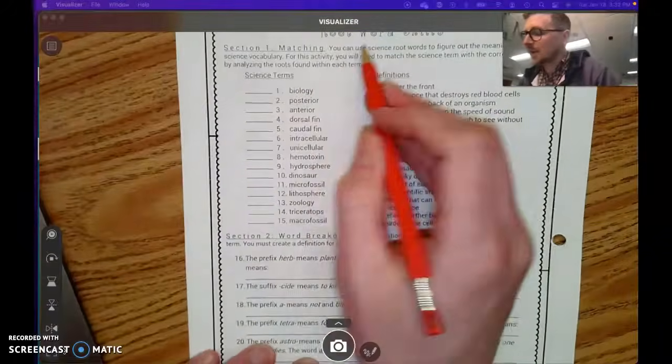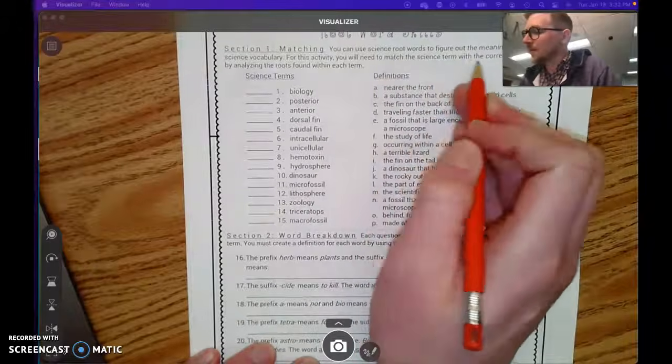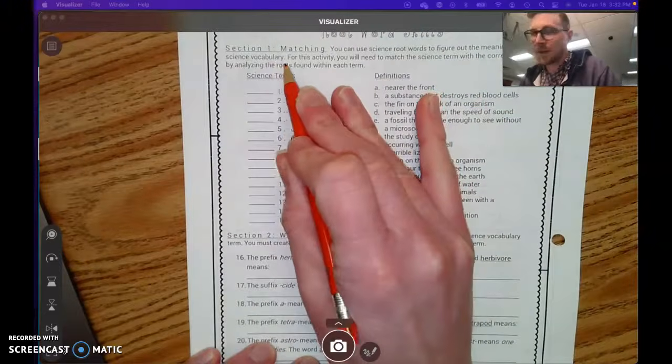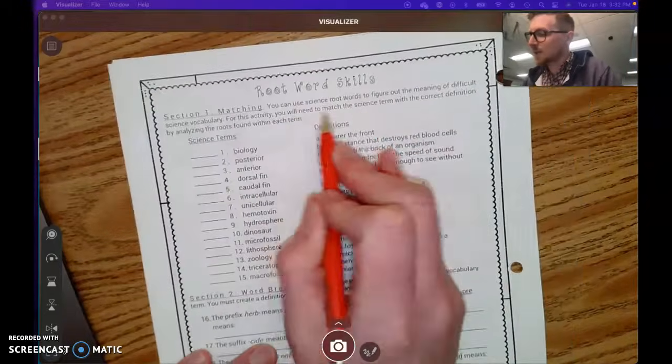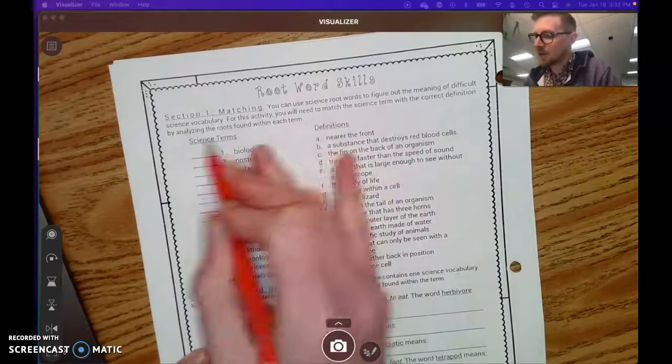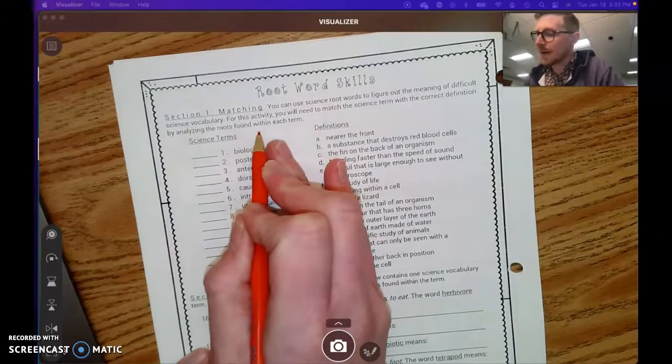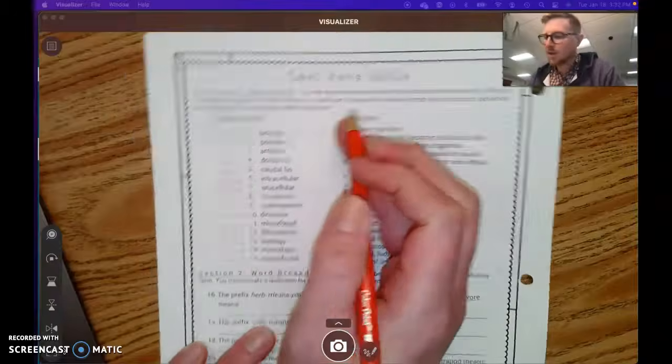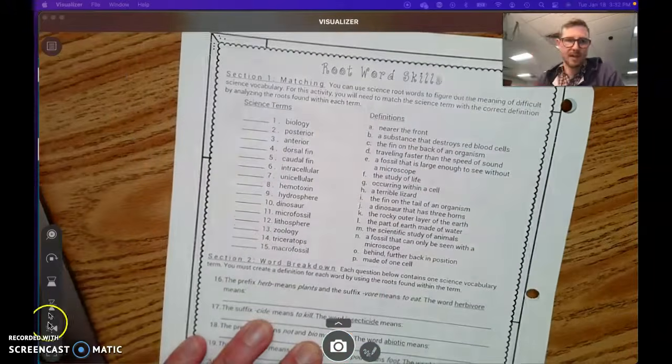Section 1 says, you can use science root words to figure out the meaning of difficult science vocabulary. For this activity, you will need to match the science term with the correct definition by analyzing the roots found within each term. So, just a second, I've got an announcement.